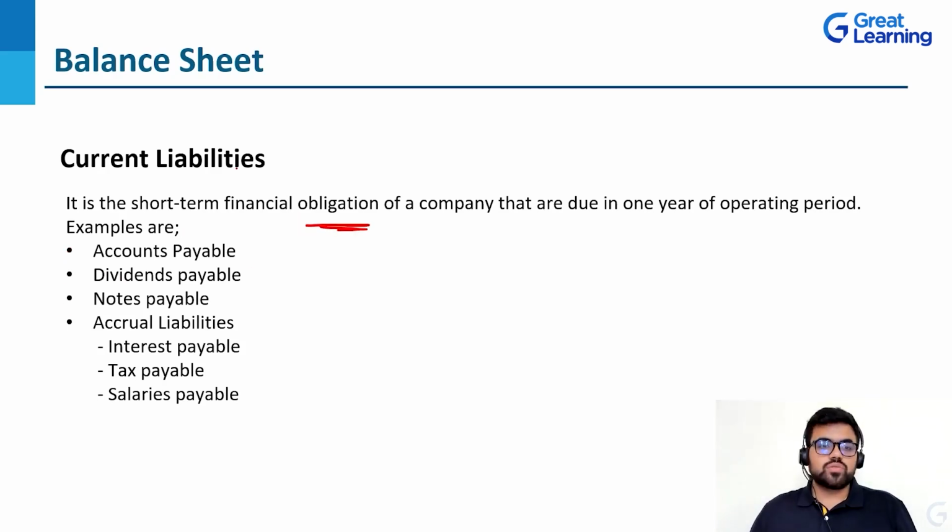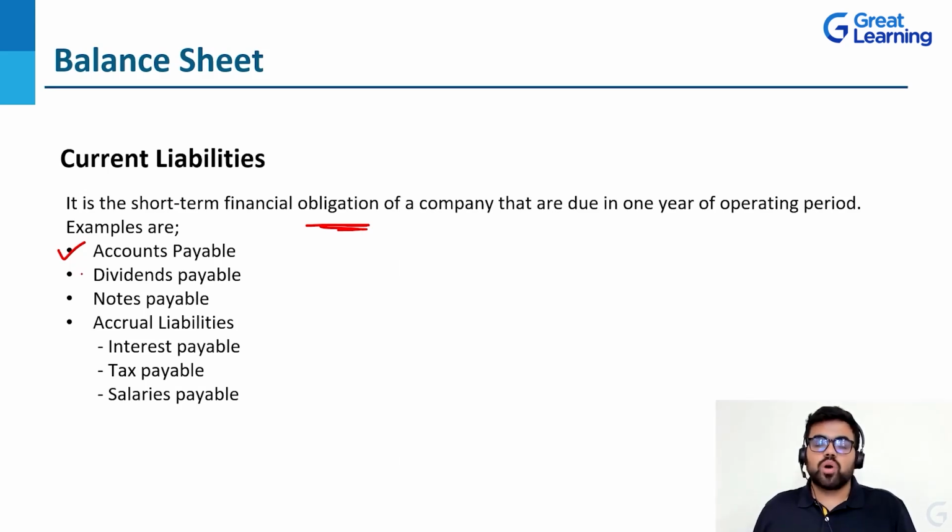Now the examples would include, first, accounts payable. Accounts payable is an amount that is owed to a supplier or vendor of the company that it needs to repay within a year. Second is dividends payable. If the company is very profitable and has extra money that it wants to give back to its shareholders, the ones who have bought its shares, that would come under dividends payable.